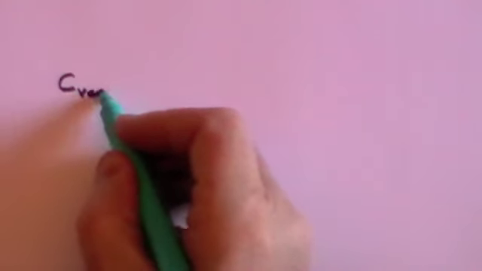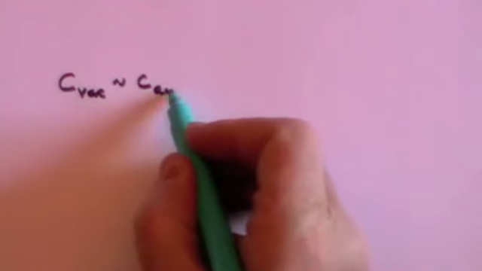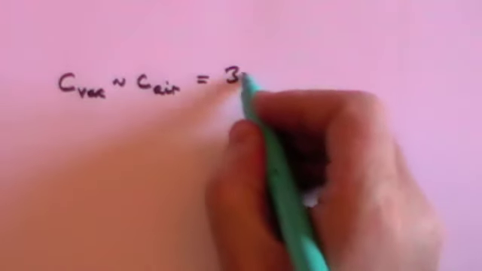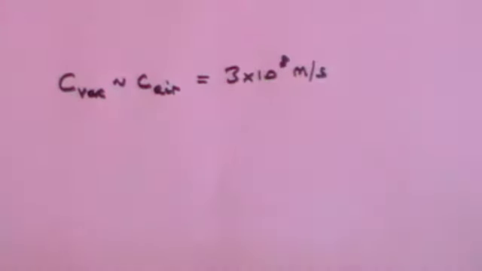Light travels at different speeds depending on what material it's travelling through. If you've got light in a vacuum, then its speed will be pretty much the equivalent of its speed in air, and that equals 3 × 10⁸ meters per second.